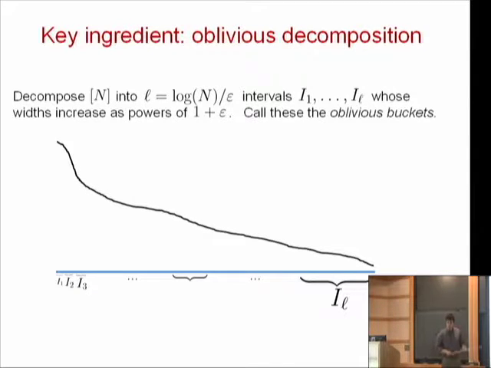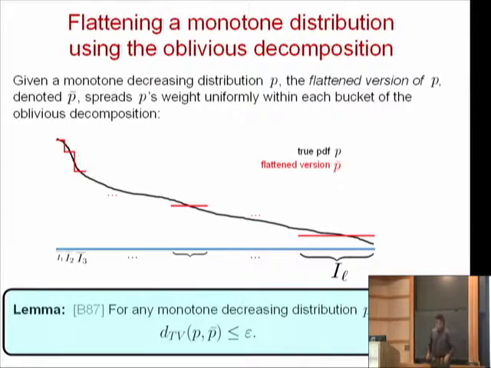Okay? And we imagine this decomposition that has nothing to do with the actual structure of the distribution. It's oblivious to what the distribution is, so we call these the oblivious buckets. So the main thing we're going to think about is essentially flattening the distribution. The actual distribution within each bucket is something. Here it's this little black segment. Here it's this black segment. But we're just going to imagine flattening the distribution, making it uniform over the bucket.